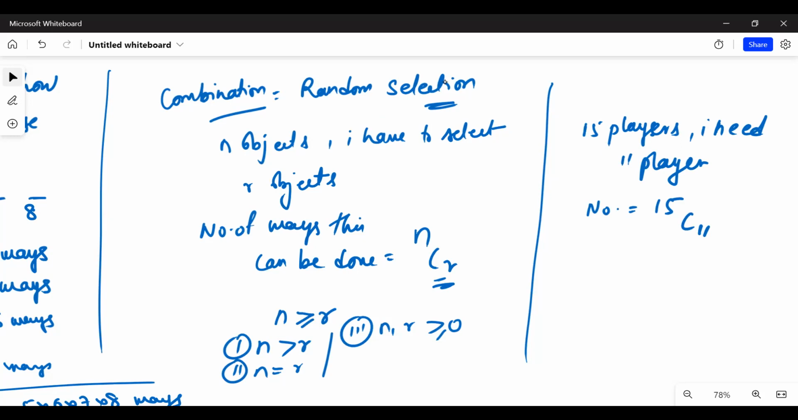Once you have those players, in how many ways can you arrange them? Is your objective only about selection? If you talk only about selection, then it's combination. But once you selected them, if you talk about arrangement also, like you got 11 players, such as Virat Kohli, Rohit Sharma, Ravindra Jadeja or Ajinkya Rahane. I got 11 players from 15 players. Now, once I got the 11 players, if your objective is just to select them, then it is combination.